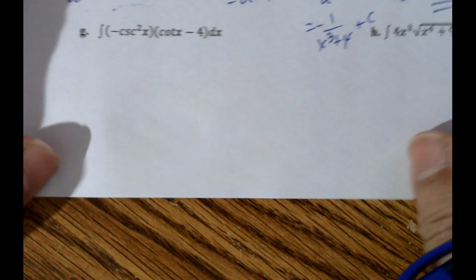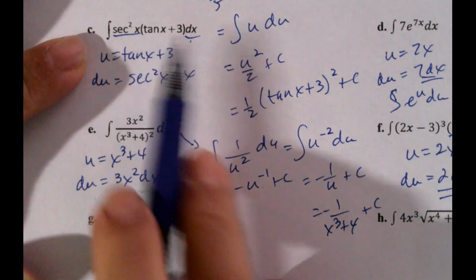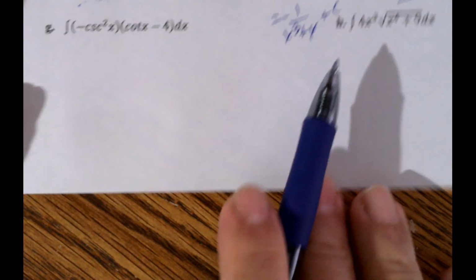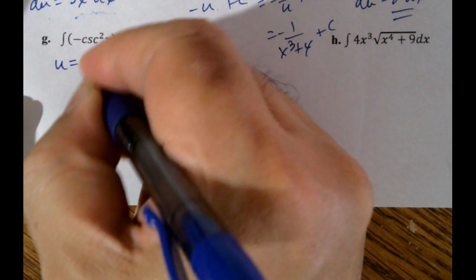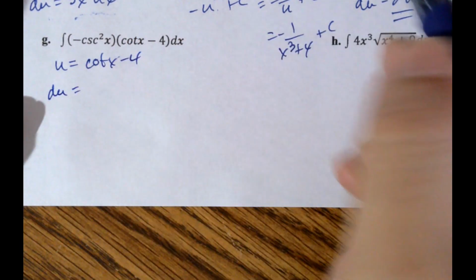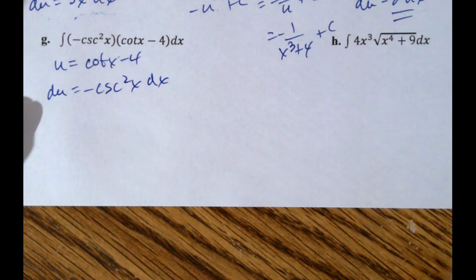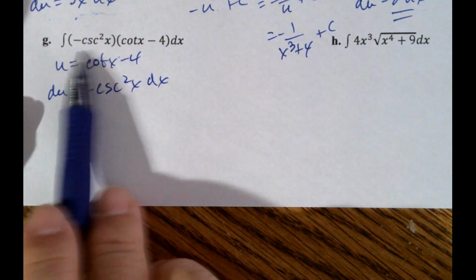G. Okay. You might think u equals that, but remember last time when we did that with C, we let u equal tangent x plus 3. Let's try the same thing again. Maybe it'll work, maybe it won't. Try u equals cotangent x minus 4. The derivative of cotangent x is negative cosecant squared x, and then the dx. So yeah, there's negative cosecant squared dx.